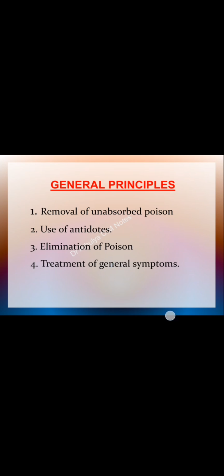General principles of treatment of poisonings: first is removal of unabsorbed poison, second is use of antidotes, third is elimination of poison, and fourth is the treatment of general symptoms, which we can look into in the next class.